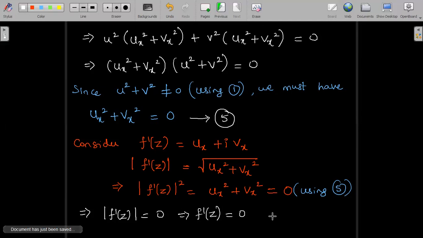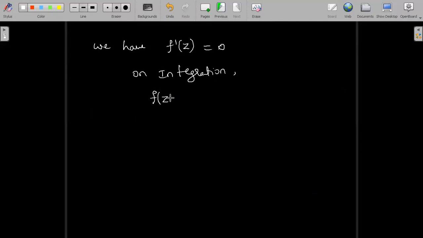If f dash of z is equal to 0, we can say that on integration f of z is equal to constant. What we wrote there, we have the expression mod f dash of z is equal to 0, and on integration we can say f of z is equal to constant, say k. And that was our requirement.